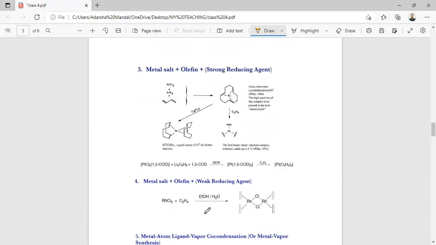So next is reacting a metal salt with the olefin and a strong reducing agent. Here the example is nickel chloride. Here the nickel is in the plus 2 state. AlR3, which is the reducing agent, reacts with 1,3-butadiene to form a nickel intermediate, and that reacts with ethylene to form Ni(C2H4)3. Here the nickel oxidation state is 0. So AlR3 acts as a reducing agent.